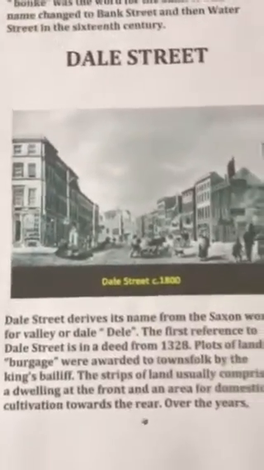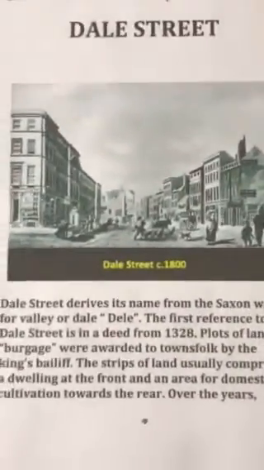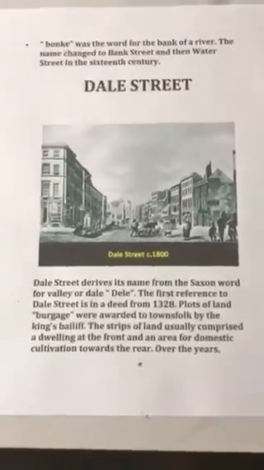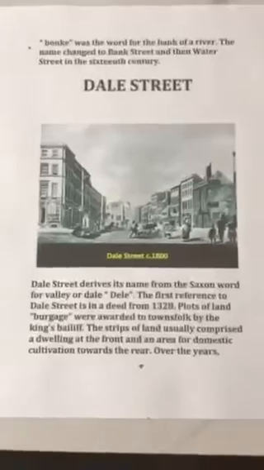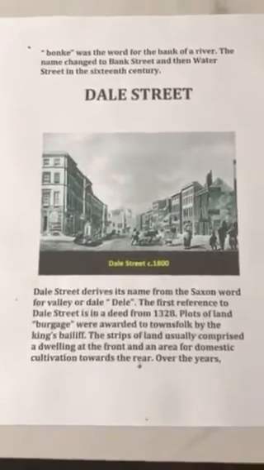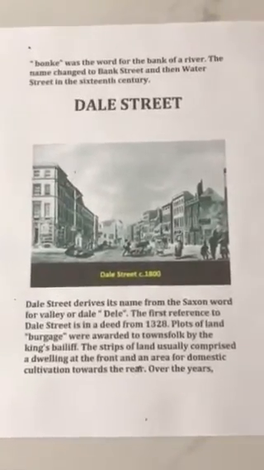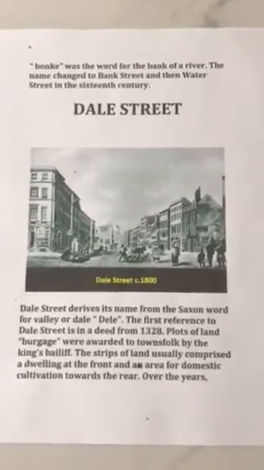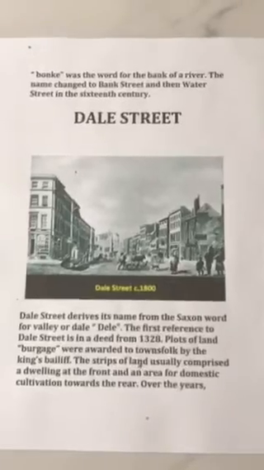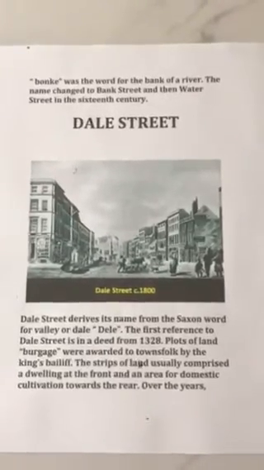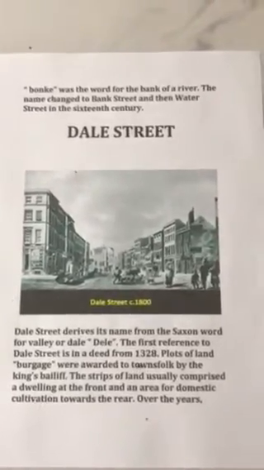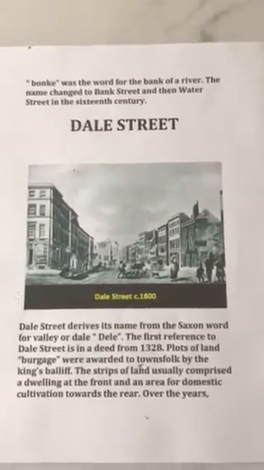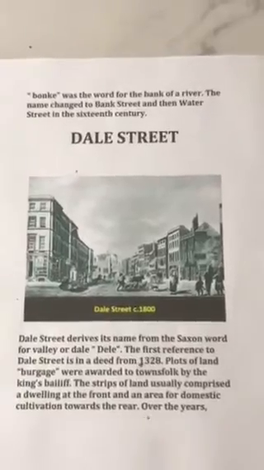The name Dale Street derives from the Saxon word, the language before 1066, for valley or dale, dell. The first reference to Dale Street in any documentation is from a medieval deed dated 1328. Plots of land, also known as burgages, strips of land, were awarded to townsfolk, local people, by the king's bailiff at a rent.